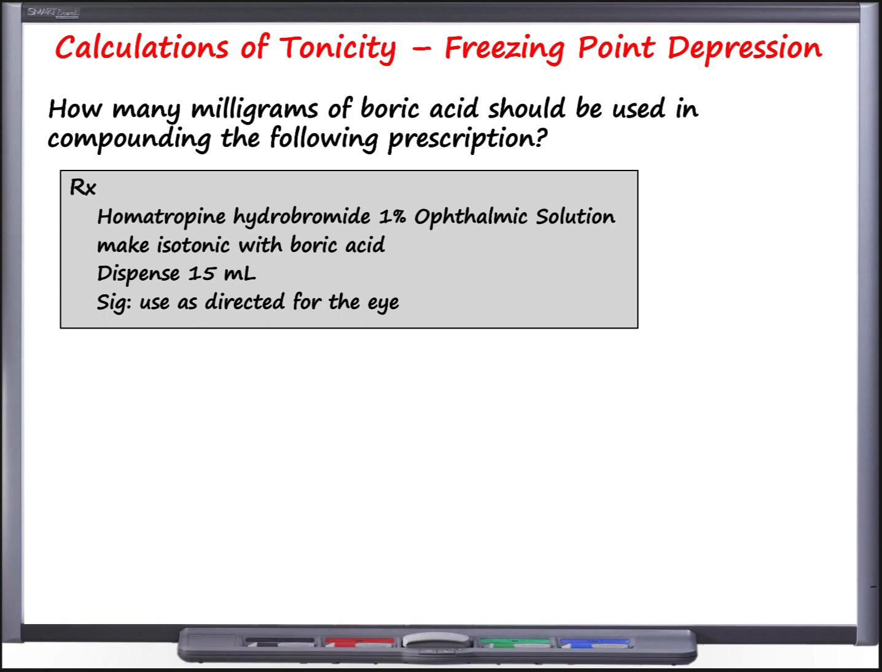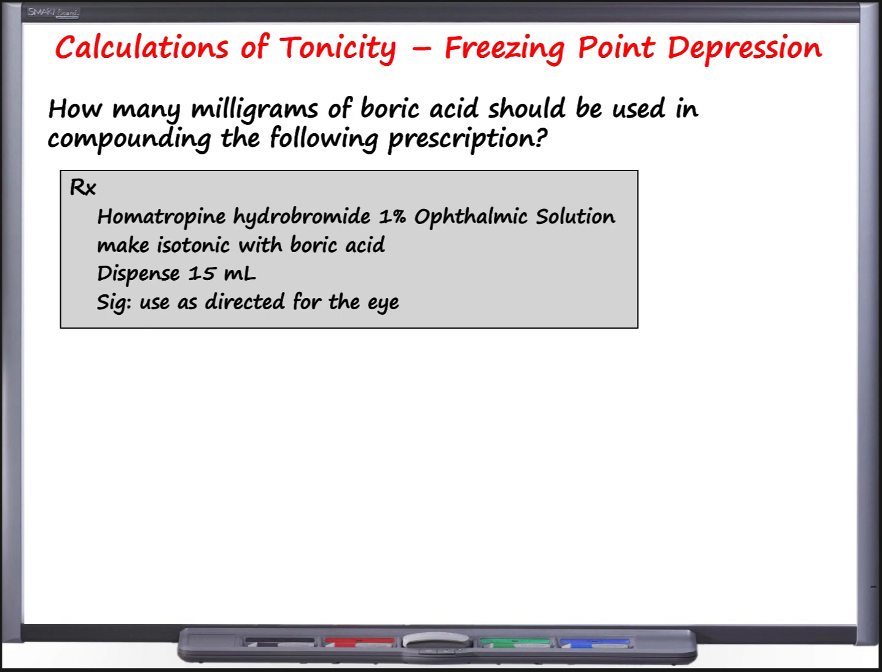Okay, so let's apply that information. That previous question was interesting, but the main point was so that you understand and can appreciate the fact that the more solutes that you have in a solution, the lower the freezing point depression it causes. The reason that is important is that we know biologic fluids such as blood and lacrimal fluid have a freezing point depression of negative 0.52 degrees Celsius.